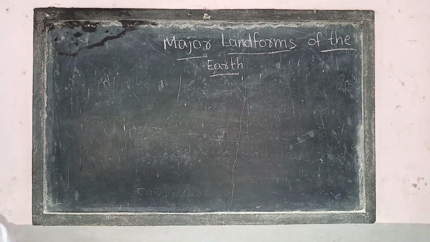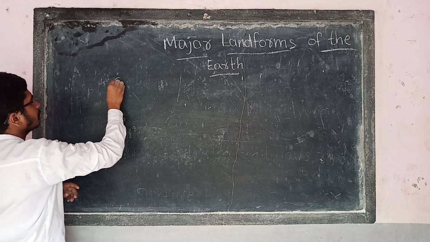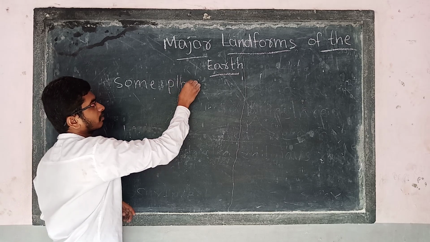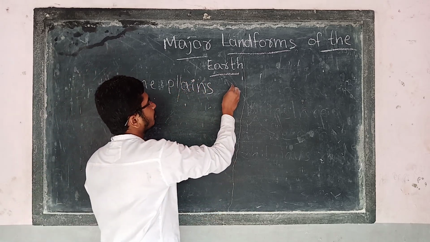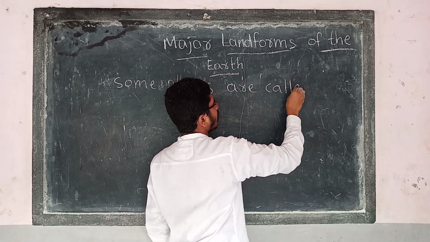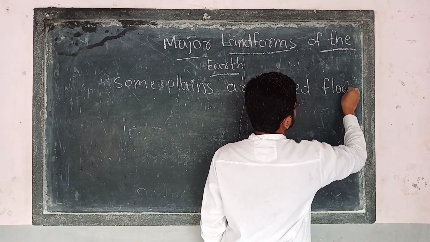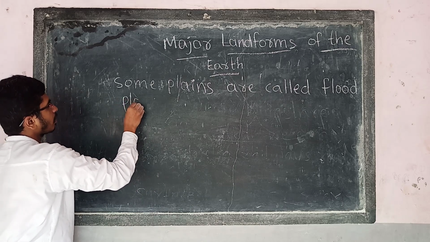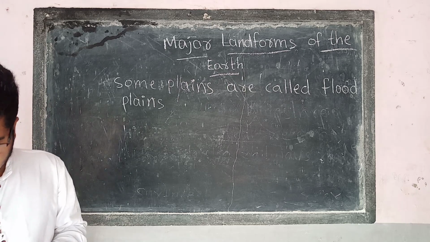So here, some plains are called flat plains. You can check properly. Write the notes. Some plains are called flat plains.